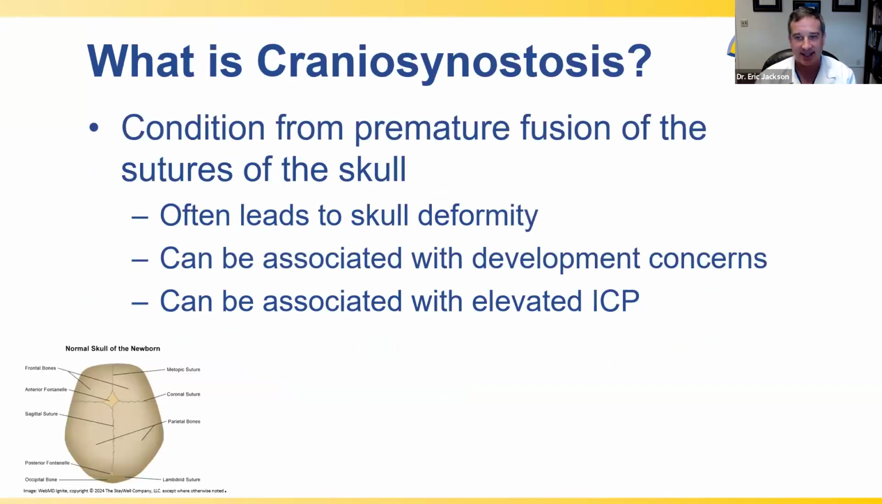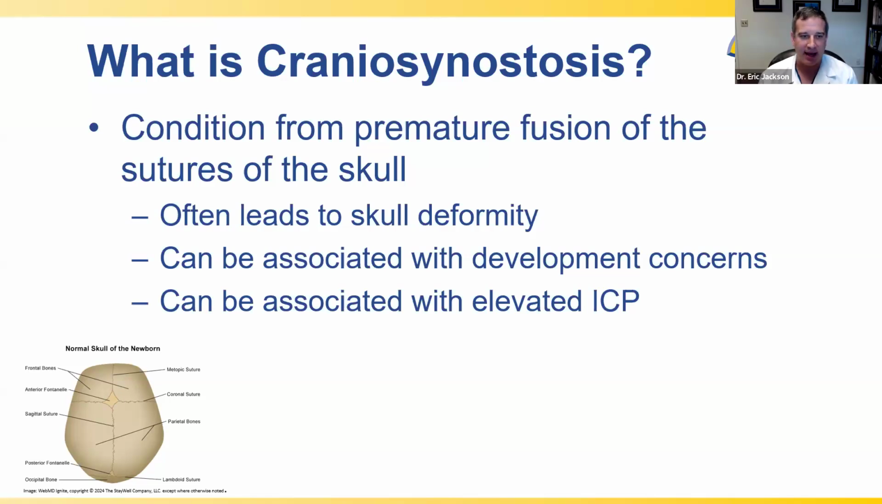So to start with the basics, what is craniosynostosis? Effectively, it's a condition related to the premature fusion of the sutures of the skull. We'll come back to this diagram, but the skull has all of these suture lines built in that allow the head to grow. And if one of those closes early, it can cause assorted problems.